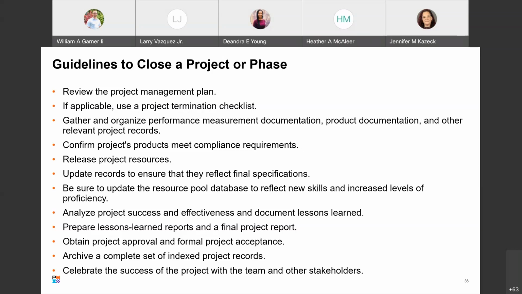You met everything you need, and demonstrate to the customer or sponsor that the deliverables meet the defined acceptance criteria to obtain formal acceptance of the phase or project. Archive complete set of index records and celebrate the success of the project with the team. I think this one has been on here since I took the exam almost 15 years ago. Celebrate the success of the project.